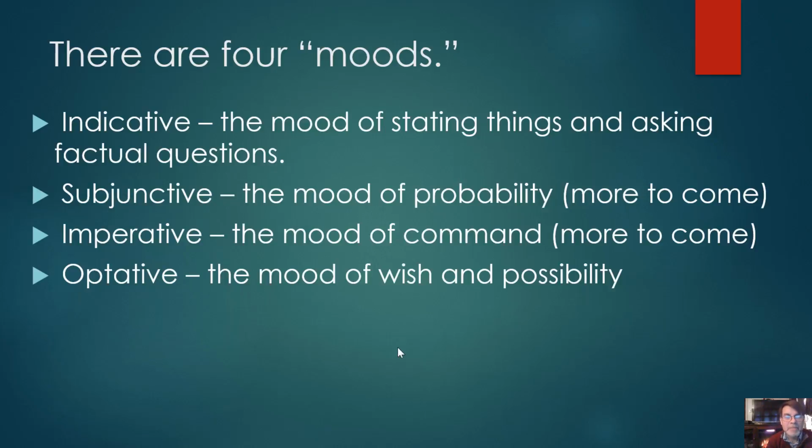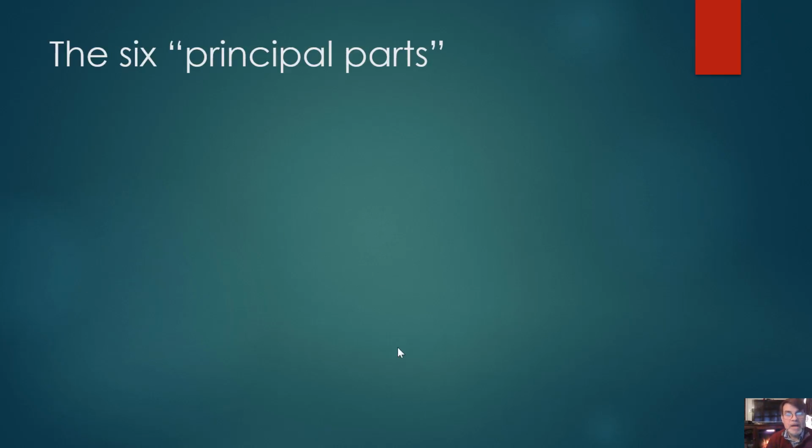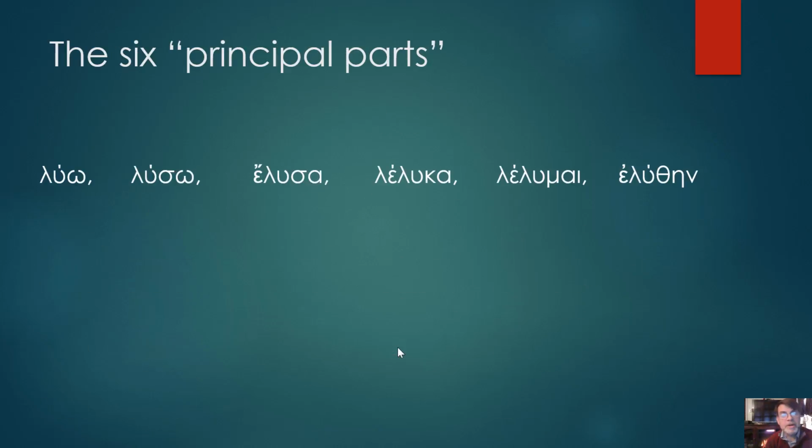But anyway, the optative isn't used much, so I've put it last. So those are the 4 moods, more to come. We talk about there being 6 principal parts to a verb. Luo, luso, elusa, leluca, lelumai, eluthane. These are the 6 principal parts of luo, which means I loose or I destroy.